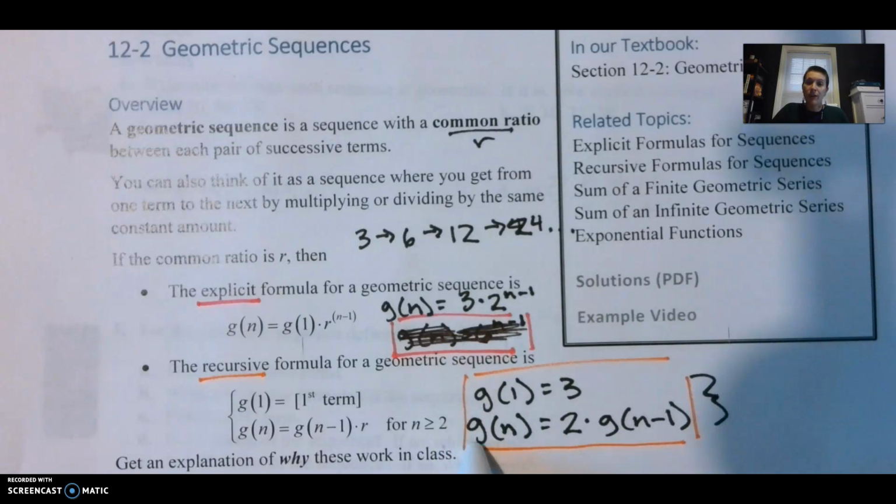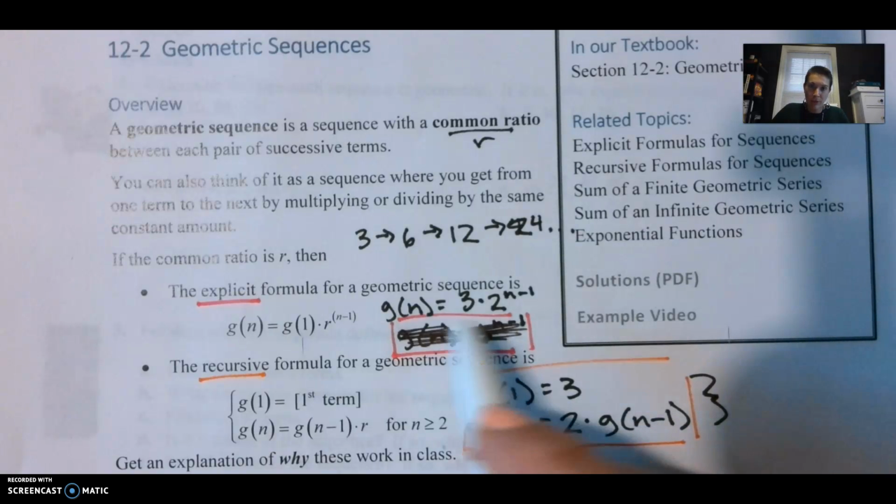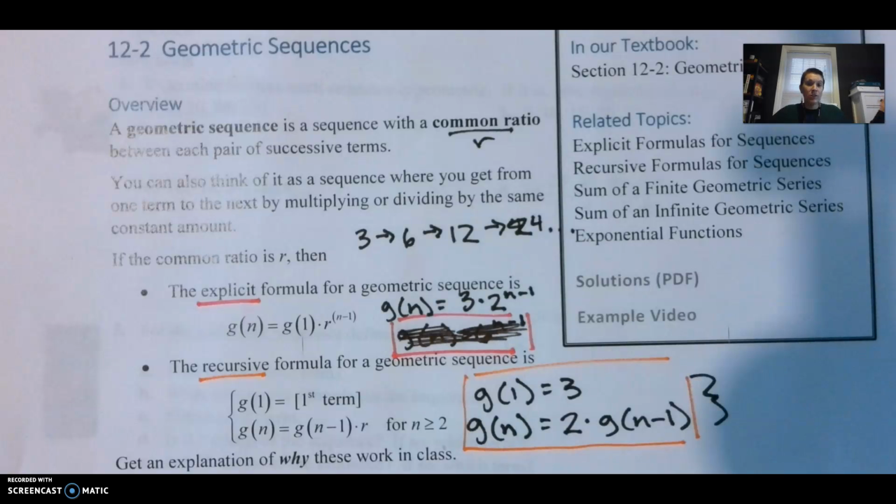So g of 4 equals 2 times g of 3. g of 2 equals 2 times g of 1, so g of 2 equals 2 times 3 equals 6. g of 120 equals 2 times g of 119. The difference here is that this is more like how we think. The explicit formula will let us find any specific term, because remember with the recursive one we have to know the previous term.